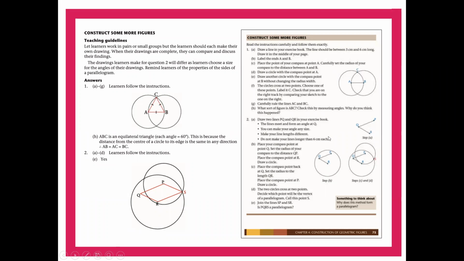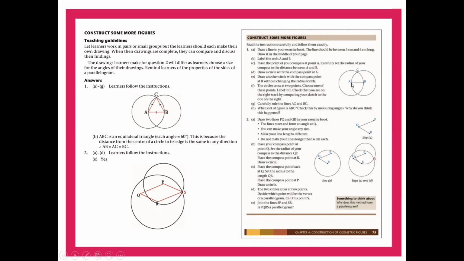Here is just an activity where it shows you step by step how to draw it. So for example, for 1A, it says that you must draw a line first, and this line should be between 3 centimeters and 6 centimeters long. Draw it in the middle of your page. So this will be A and B. You will label it as A and B.